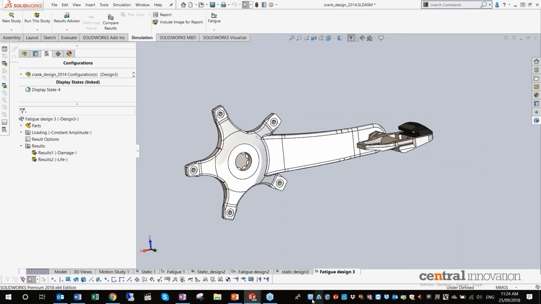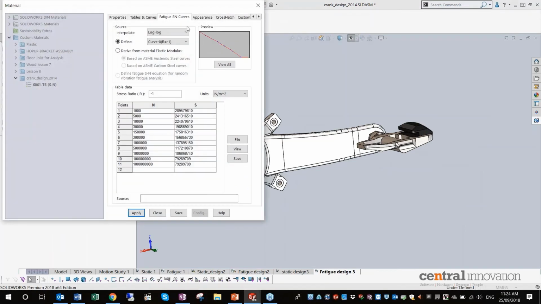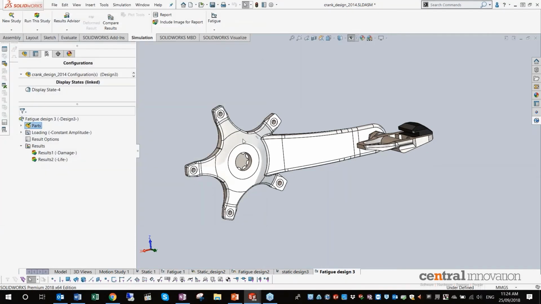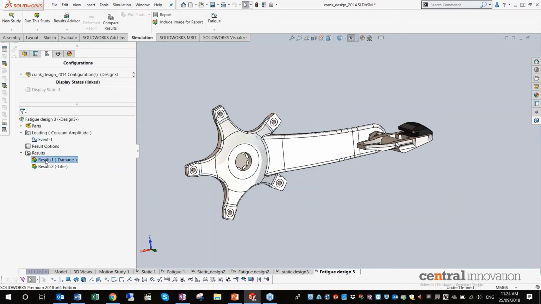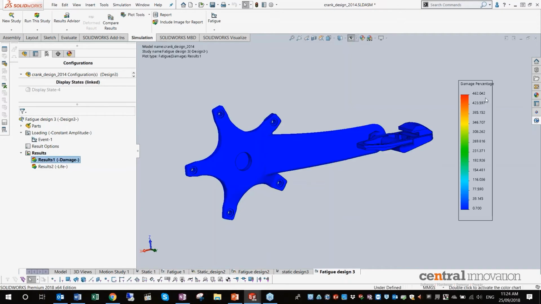Let's have a look at the fatigue study. Again, the material is the same, so the SN curve doesn't change in this study. Let's look at the event. 7 million cycles of this study, static design 3, which was for this configuration. When I have a look at the damage results, I can see the maximum damage is 462%. So this part fails miserably by fatigue.